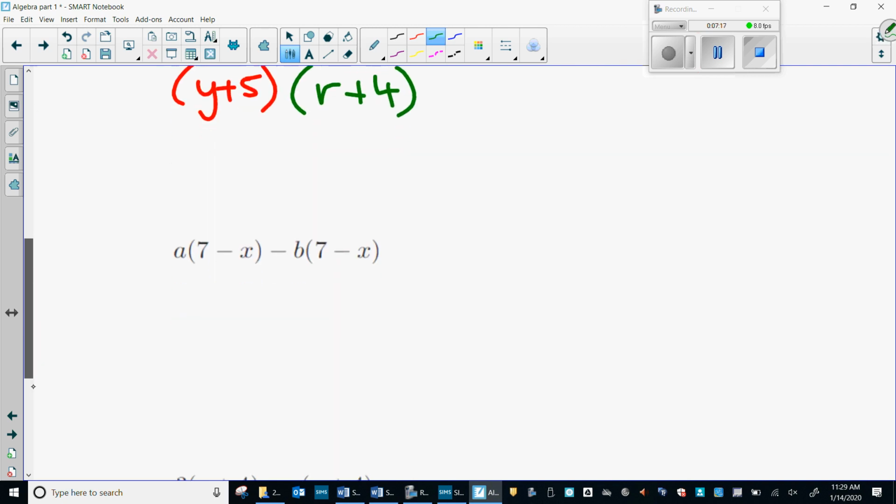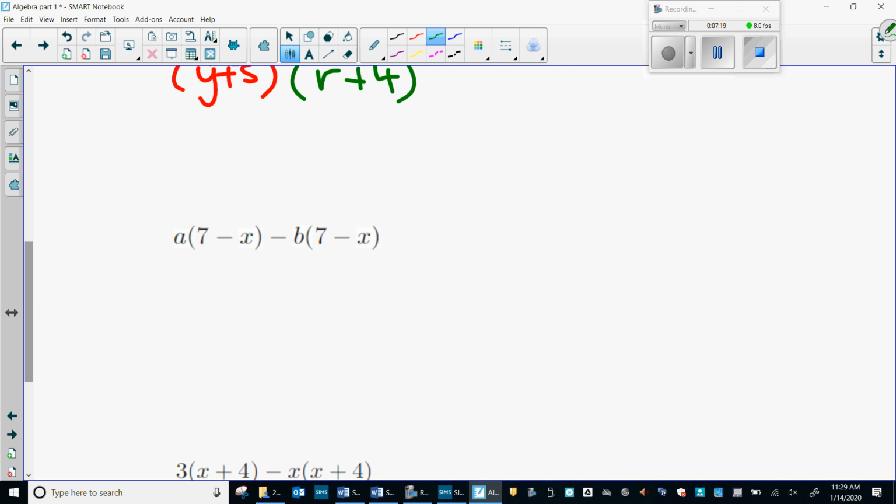Next one. Okay, I'm picking up Kelsey. What's common here? The 7 minus F. Lovely. So what will I write? 7 bracket, 7 minus F. Another bracket. A plus B, careful, minus B. Good girl.